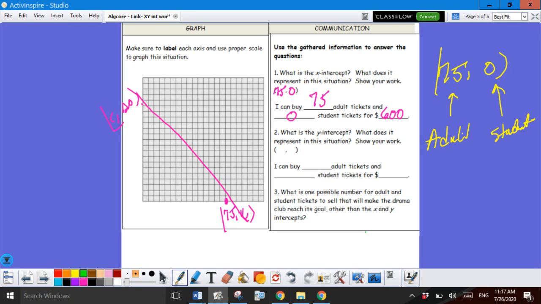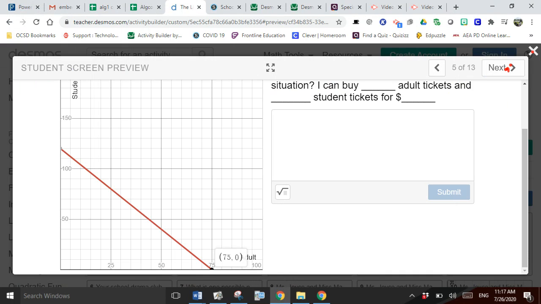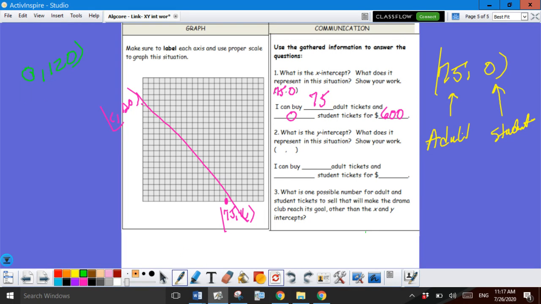Now let's take a look at the y-intercept. That's 0, 120. So this is adult. This is student. What are you actually buying? I'm buying 0 adult tickets and 120 student tickets, and I've spent $600. So 0, 120. Both of those options work.